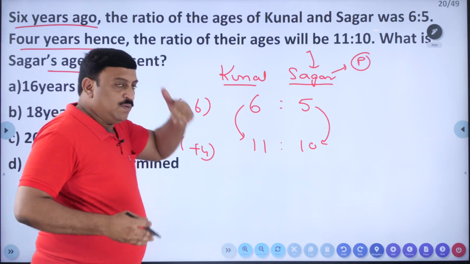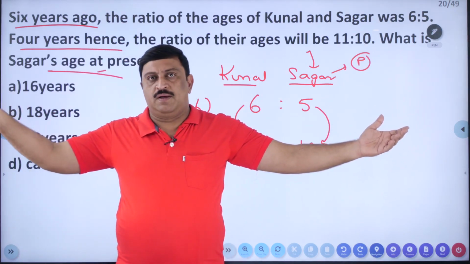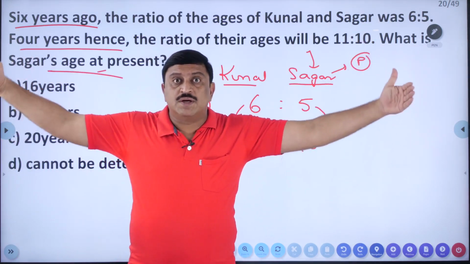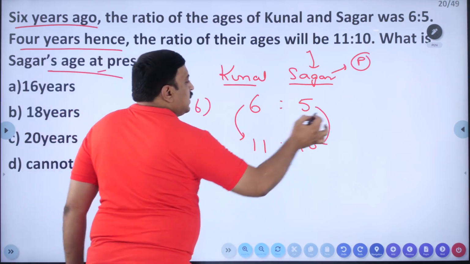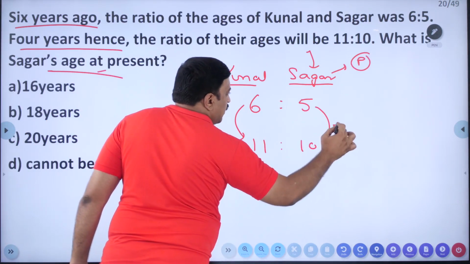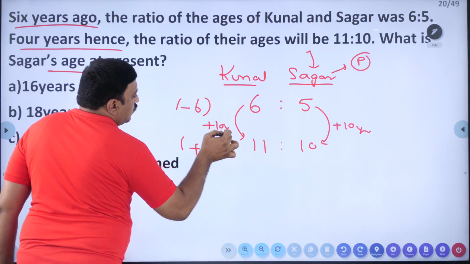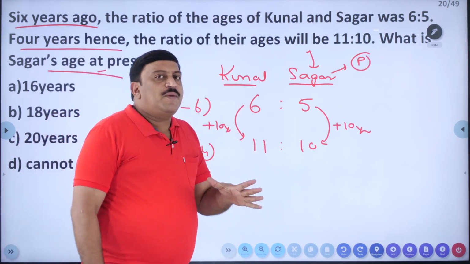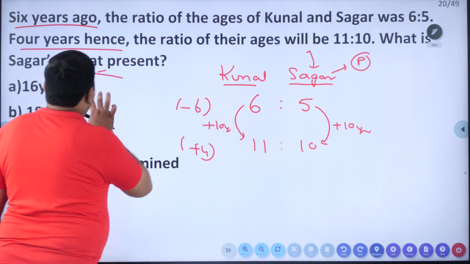6 years back from now, and 4 years after from now. 6 and 4, the total difference is 6 plus 4, that is 10. So from the past to this one, we have to add 10 years to get the next stage. So these two ratios differ by 10 years. Now our concept starts.